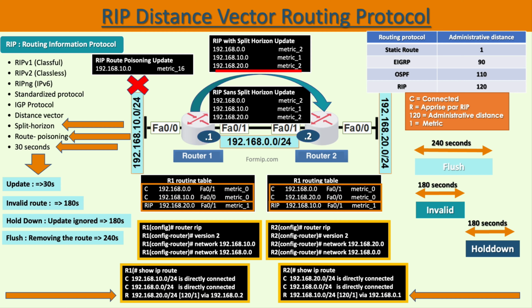And on the other hand, if after 240 seconds the route is still unavailable, then it will be removed from the routing table.